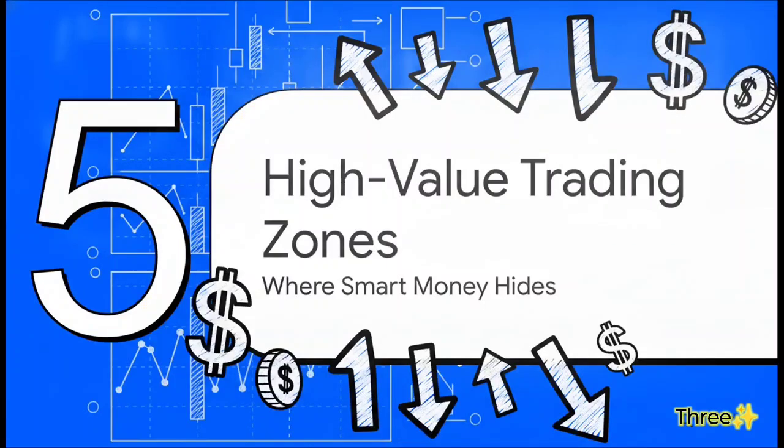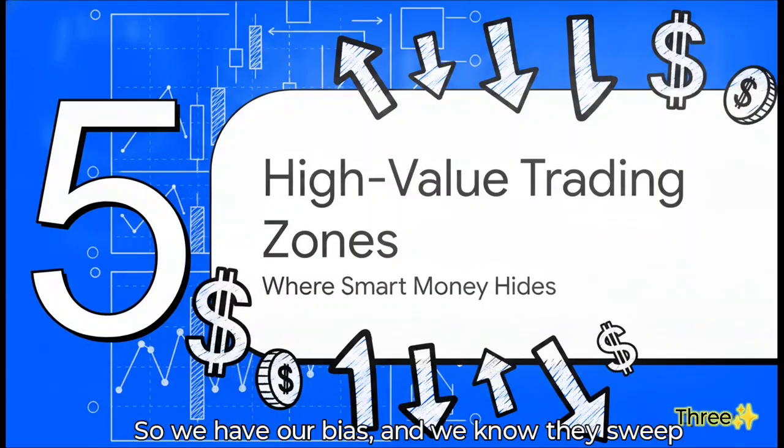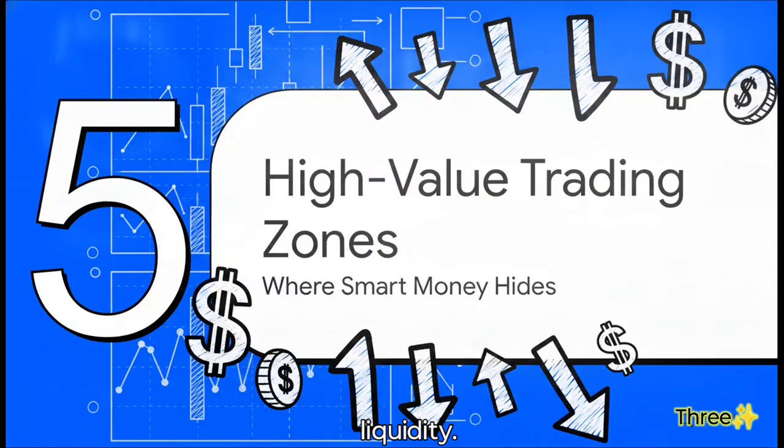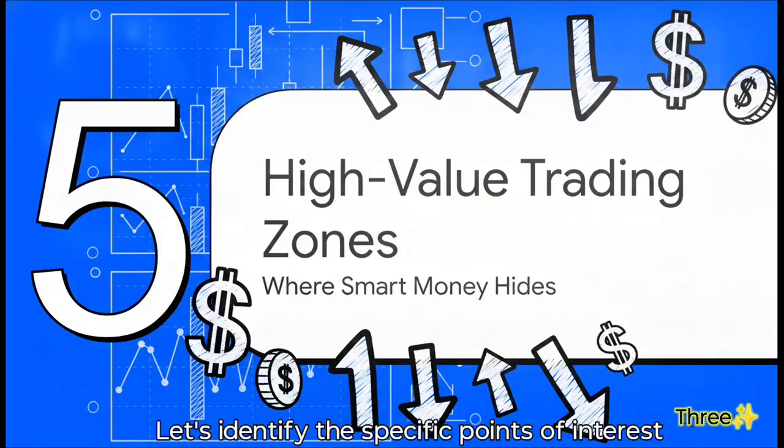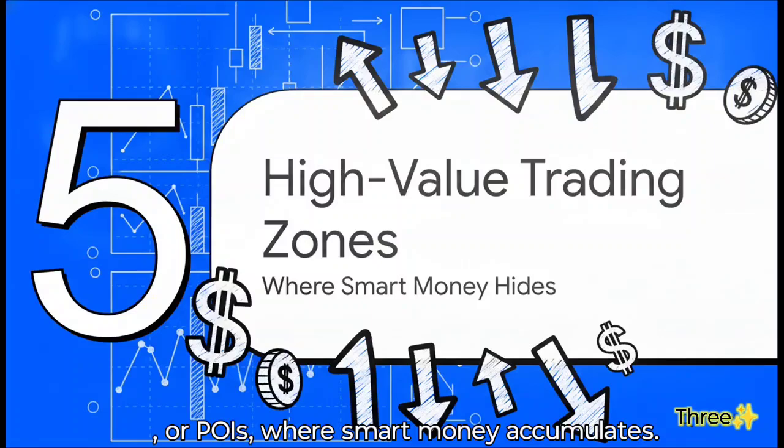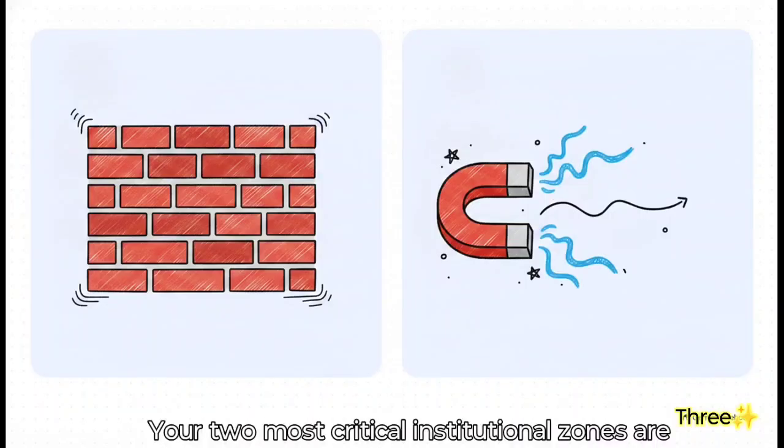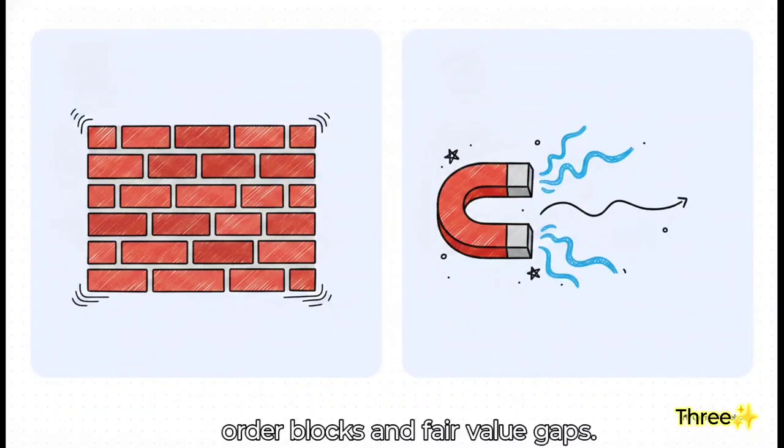Section 5. High-value trading zones where smart money accumulates. So we have our bias, and we know they sweep liquidity. But where exactly do we enter? Let's identify the specific points of interest, or POIs, where smart money accumulates. Your two most critical institutional zones are order blocks and fair value gaps.